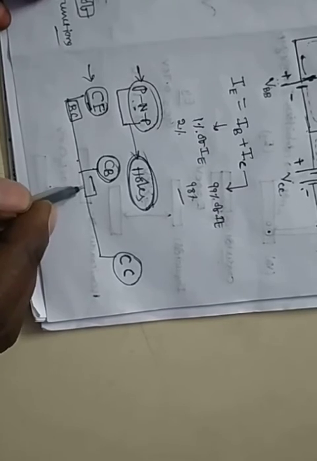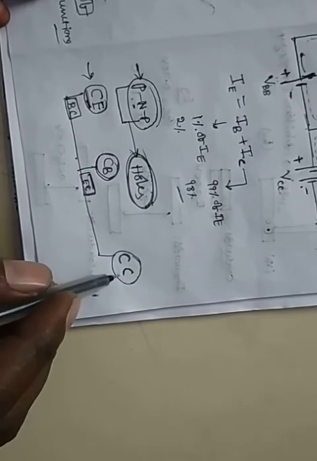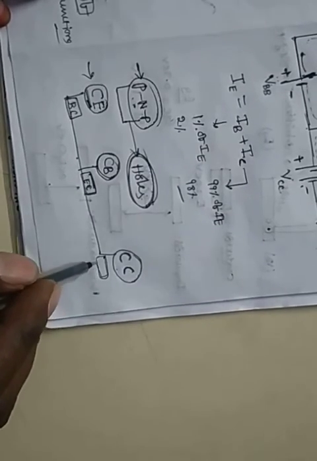For example, if the emitter is common, then base and collector will remain. If the base is common, then emitter and collector will remain. If the collector is common, then emitter and base will be present. You will connect these circuits like that, which are more important for Mains as well as NEET.